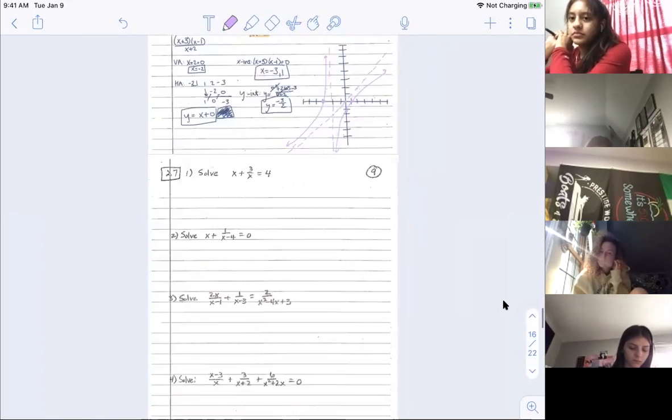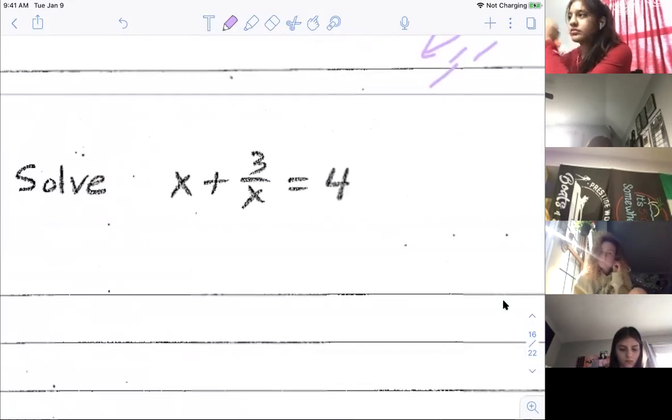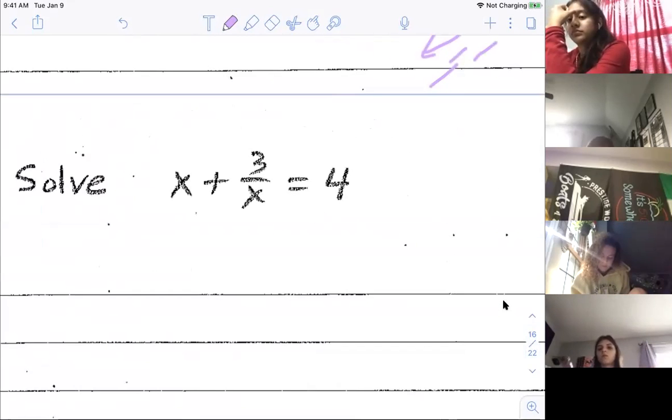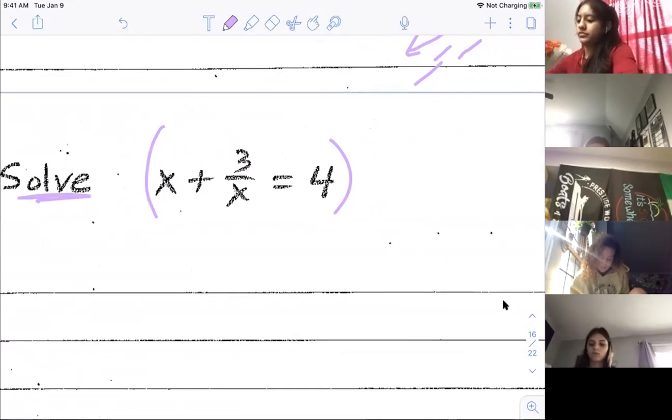So I've got 4 problems on this side. We're still looking at rational functions, but now we're solving algebraically. And we're gonna do something that I call clearing the denominator. We're going to clear the denominator, which means I don't want anything in the bottom of my fractions. So in all of these functions, when I say solve, you want to multiply everything by whatever's in the denominator in order to get all whole numbers.